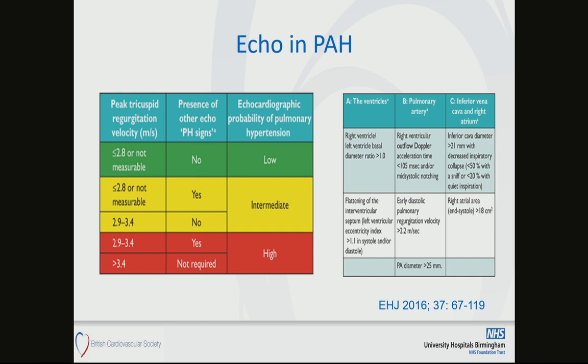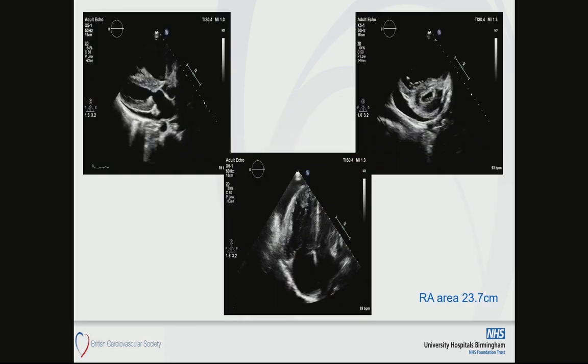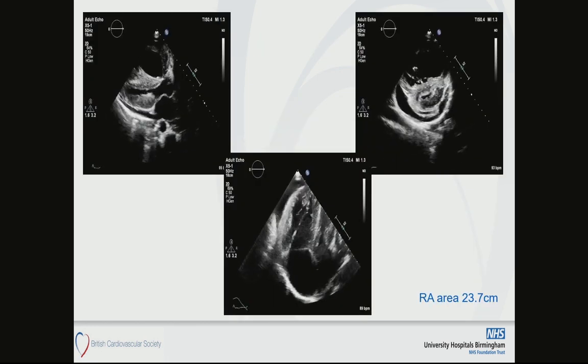Pulmonary artery. You can look at your acceleration time in your outflow tract. If it's less than 105 milliseconds, then it's suggestive of raised pulmonary pressures. Your early diastolic pulmonary regurgitation velocity, and your pulmonary artery diameter as well. If it's greater than 25 millimeters, that's dilated. And then you look at your IVC, whether you've got inspiratory collapse, and your right atrial area. So the end systolic area greater than 18 supports your diagnosis. Hopefully these will all play.